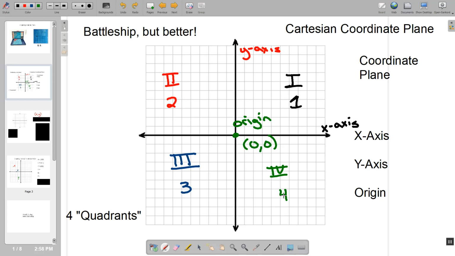Now, of these quadrants, I always want you to remember quadrant 1 right away. And the reason why quadrant 1 is important is that this only has positive numbers in it. Only positives in quadrant 1. Therefore, it's the quadrant that most people prefer to work in. From there, you move counterclockwise to quadrants 2, 3, and 4.